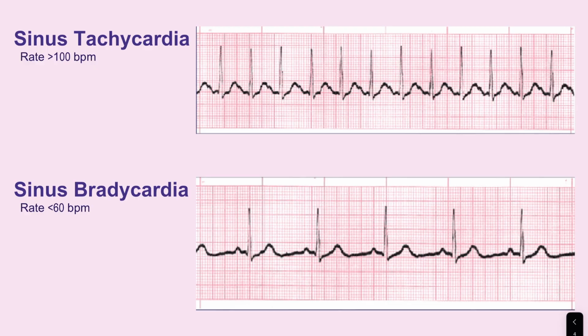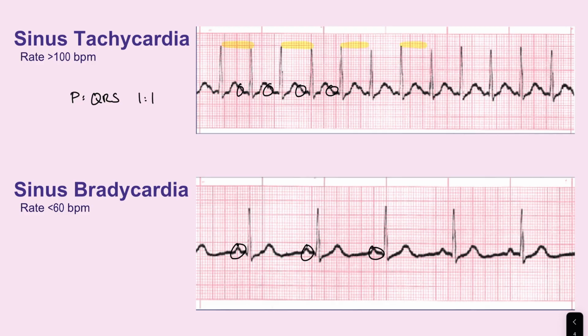Sinus tachycardia here and bradycardia here. We're going to note that we have a P wave in all of these. The P wave is kind of buried in this top strip, but it is present. So our QRS ratio to P wave is 1 to 1, right? And sinus bradycardia, same thing. We see those P waves are present.